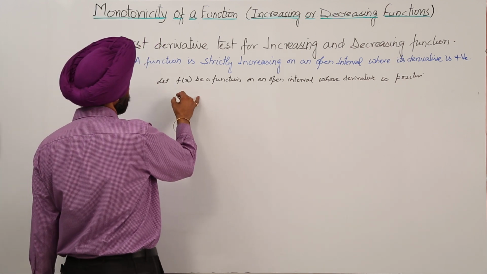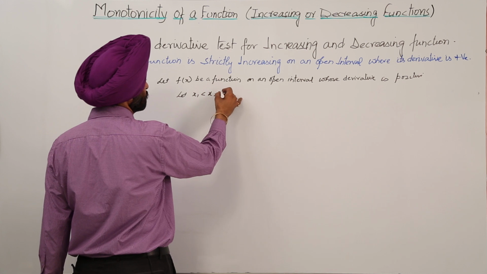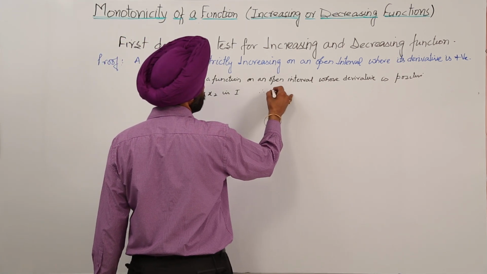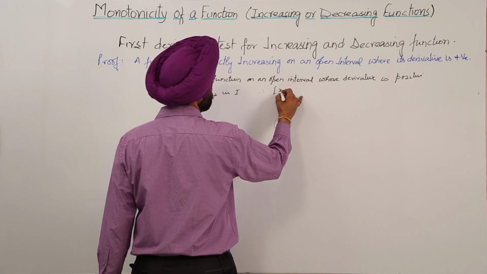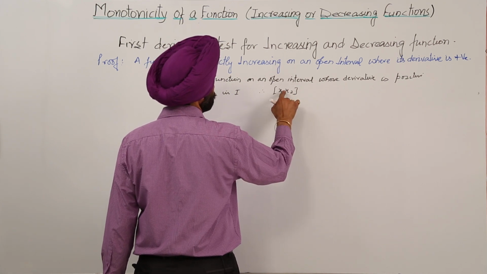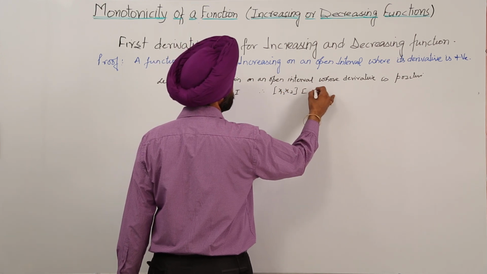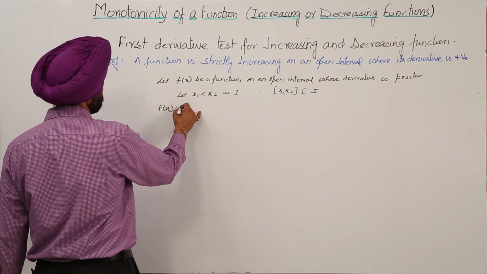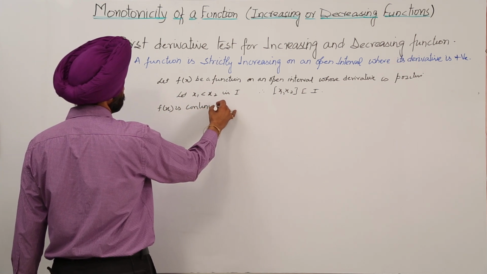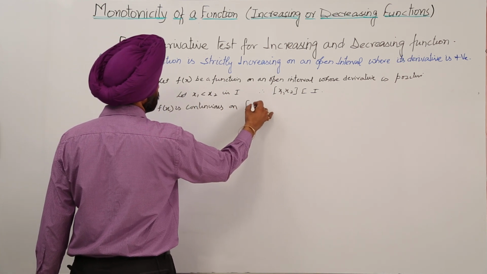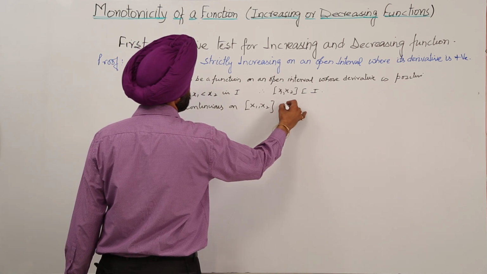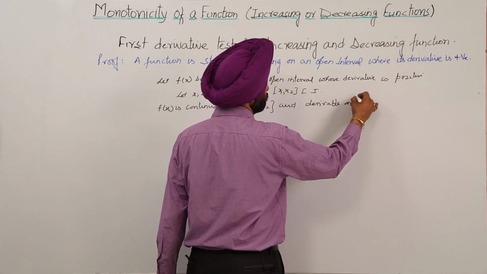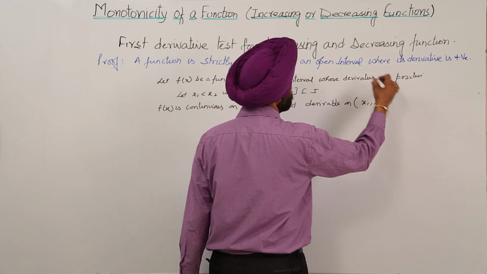Okay. Now let x1 is less than x2 in any of the open interval I, or we can say now that x1 and x2 on the closed interval, x1 and x2 on the closed interval is a subset of I. f(x) is continuous on closed interval [x1, x2] and derivable on open interval (x1, x2).